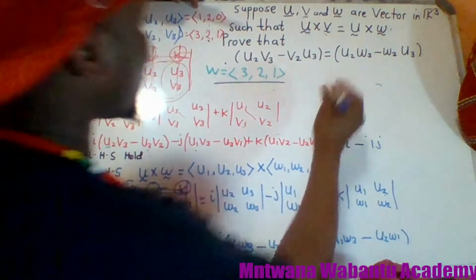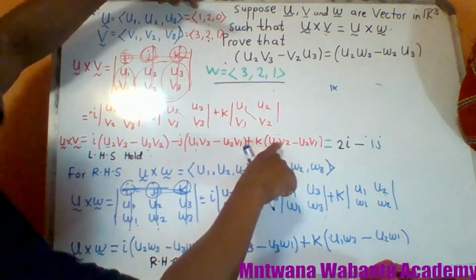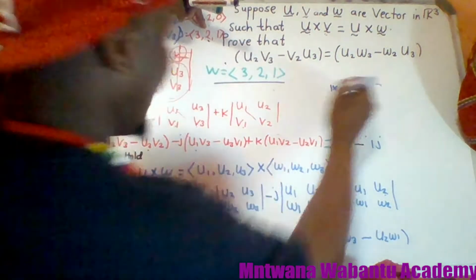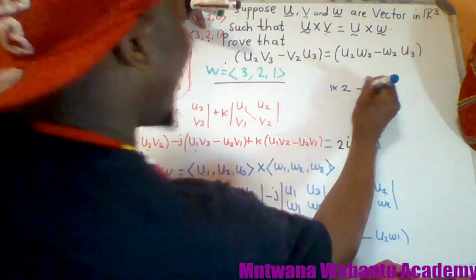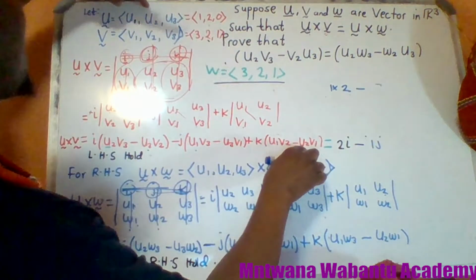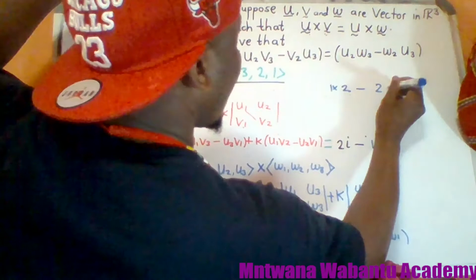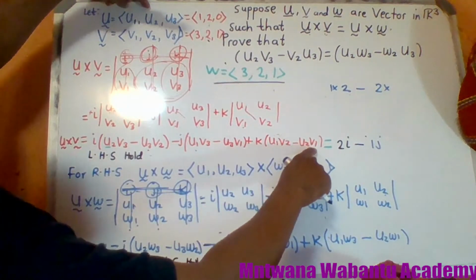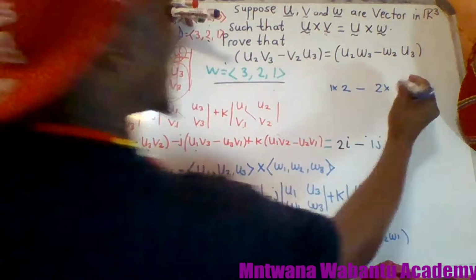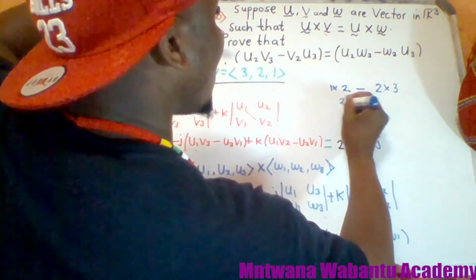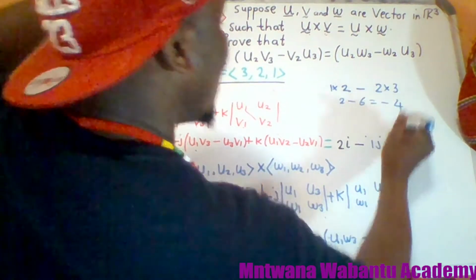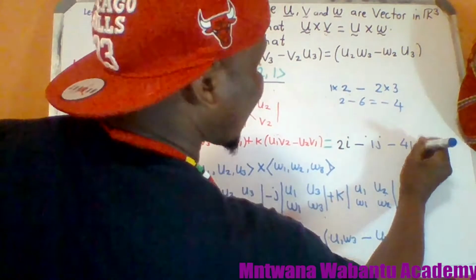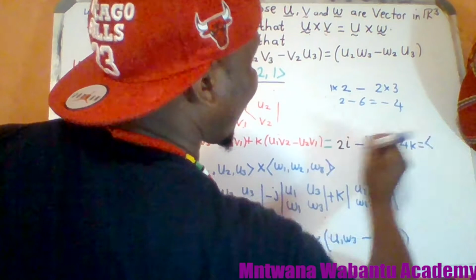u1. What is u1? u1 equal to 1. So this one is done. u1 equal to 1. Multiply v2. What is v2? 2, because v2 equal to 2. Okay. Minus u2, which is 2, multiply by v1, which is 3. So this is going to give us 2 minus 6 equal to negative 4. So this is negative 4.